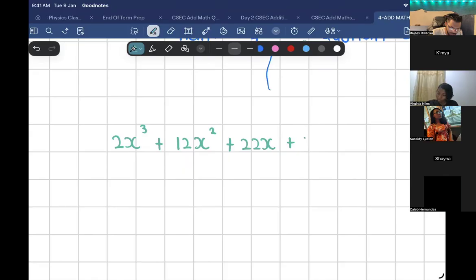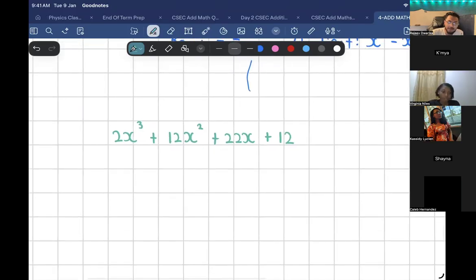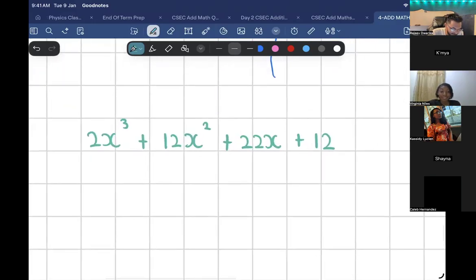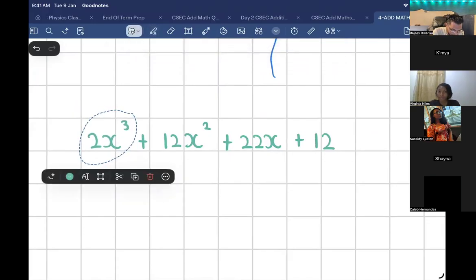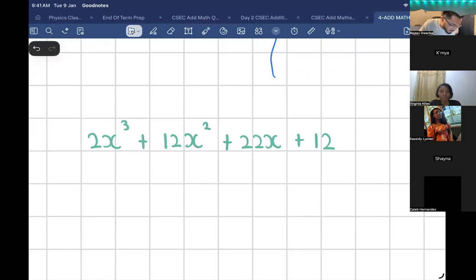So Virginia, you never learned synthetic division before? No, sir, it's new to me. All new. All we've done was polynomial division, factor and remainder theorem, and that's about it for polynomial division.